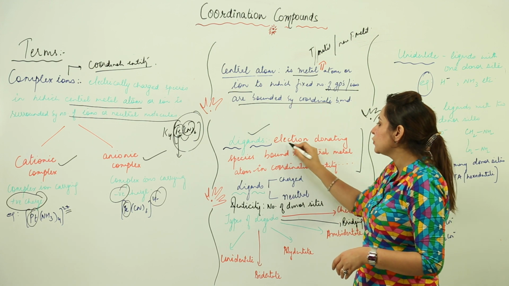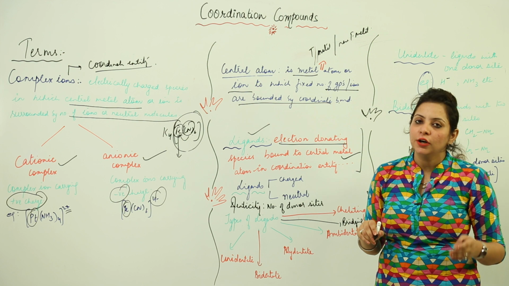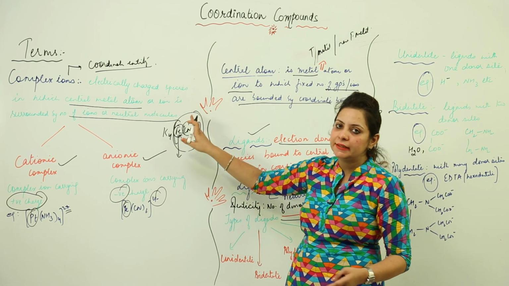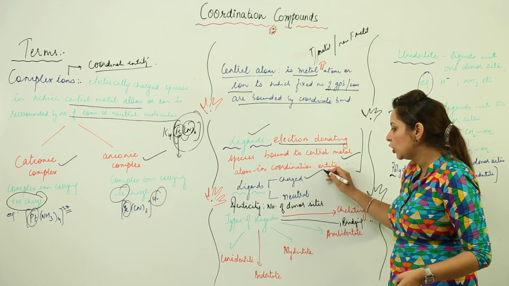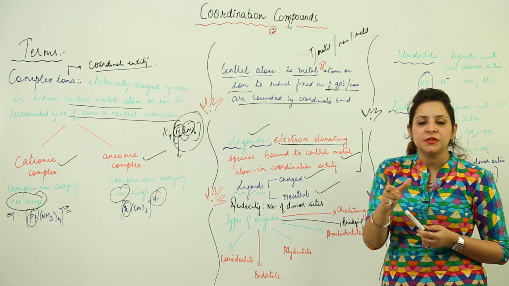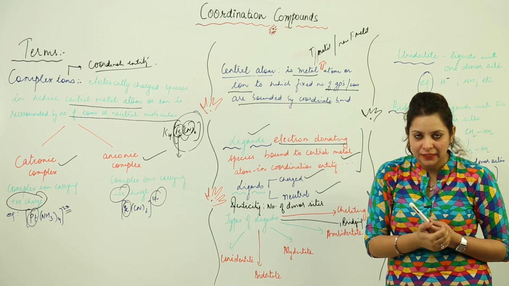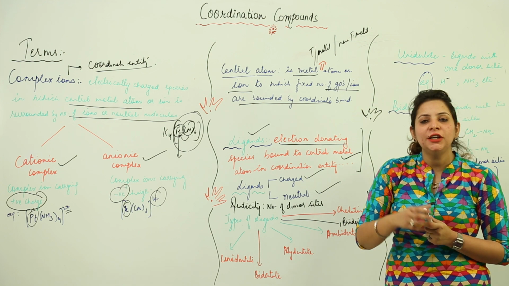So ligands are electron donating species which are bound to the central atom, obviously by a coordination bond, and it is included in a coordination entity, that is, in a complex ion. Now ligands can be charged also, or they can be neutral molecules. As I told you, ligands are specifically ions or neutral molecules which are linked to the central atom.